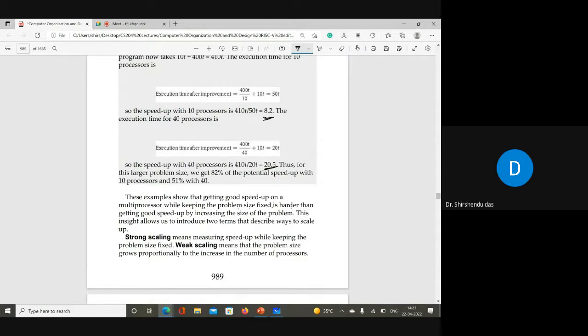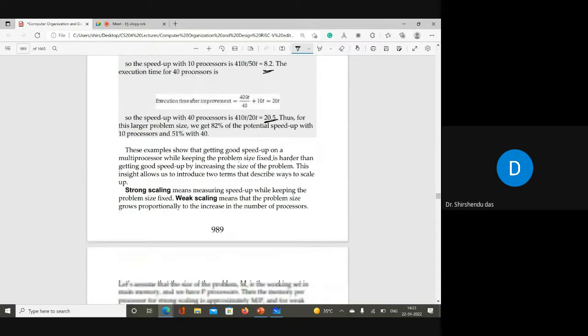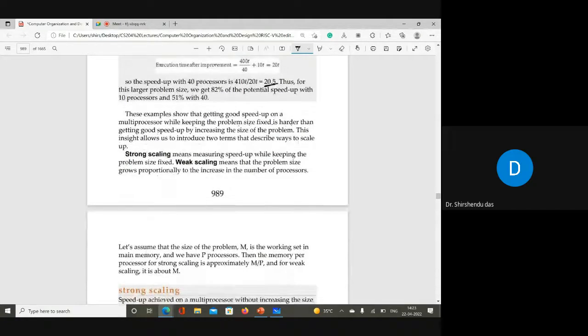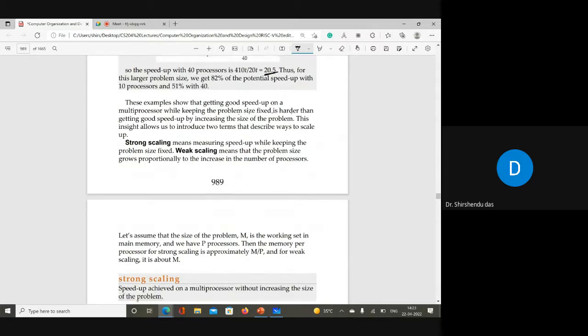Okay, so here there are two terms you can see: strong scaling and weak scaling. Strong scaling means measuring speed up while keeping the problem size fixed, and weak scaling means the problem size grows proportionally to the increase in the number of processors. Just understand, I have explained the example, and just remember the terms: strong scaling and weak scaling.